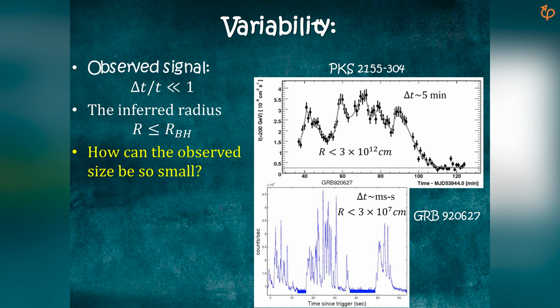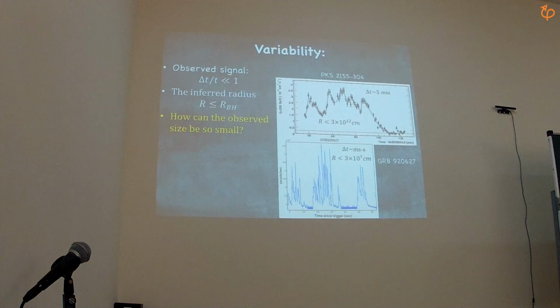I see delta t's that are much, much smaller than t, both in blazars and in gamma ray bursts. These delta t's are actually so small that the radius c delta t that comes out of them is sometimes smaller than the size of the black hole itself. And this is completely ridiculous, because I cannot have a blob that is smaller than the size of the object that launched it, especially if this object is a black hole. So how can the observed size be so small? This is the question that I want to address now.